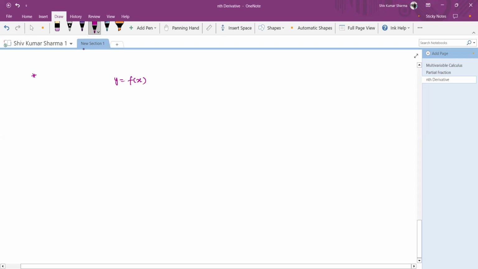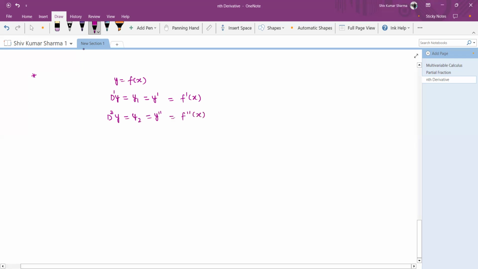When we do the first derivative, we write it as dy, or this can be written as y1, or we can write it as y dash, or f dash x. So this is for the first derivative. Here the power of d is 1. When we do the second derivative, we take the power as d2, and we write this as y2, or y double dash, or f double dash x.